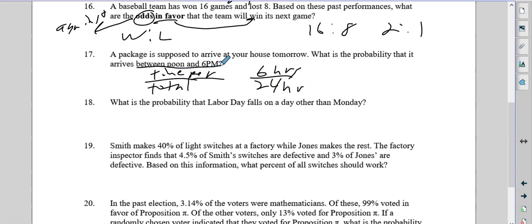Now, if it would have said between 1 and 6, then we would have a 5 on top. 2 and 6, 4 on top. And then we reduce that to 1 out of 4. If it was 4 to 6, it'd be 2 over 24, 1 over 12.